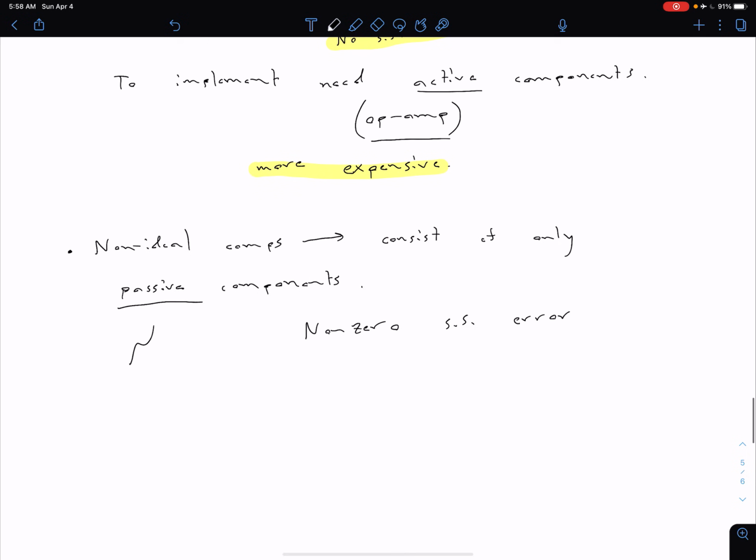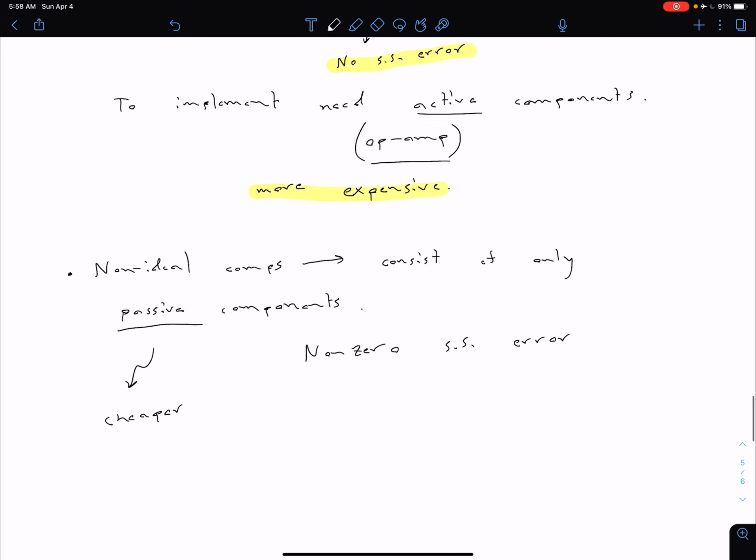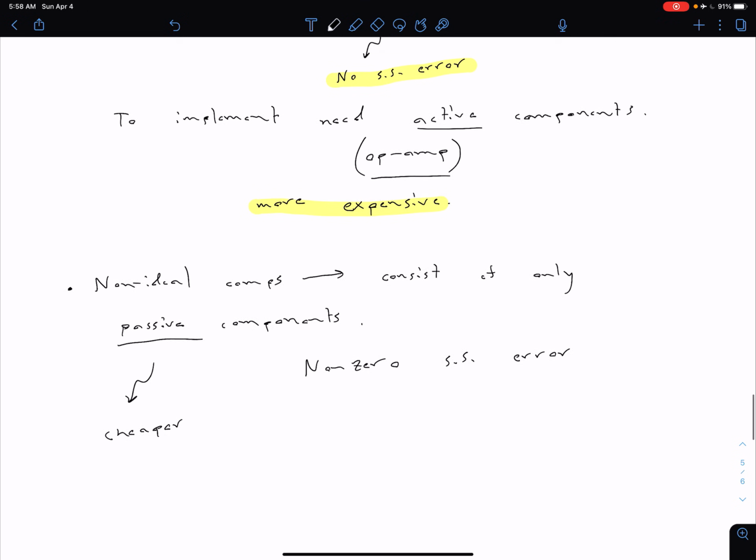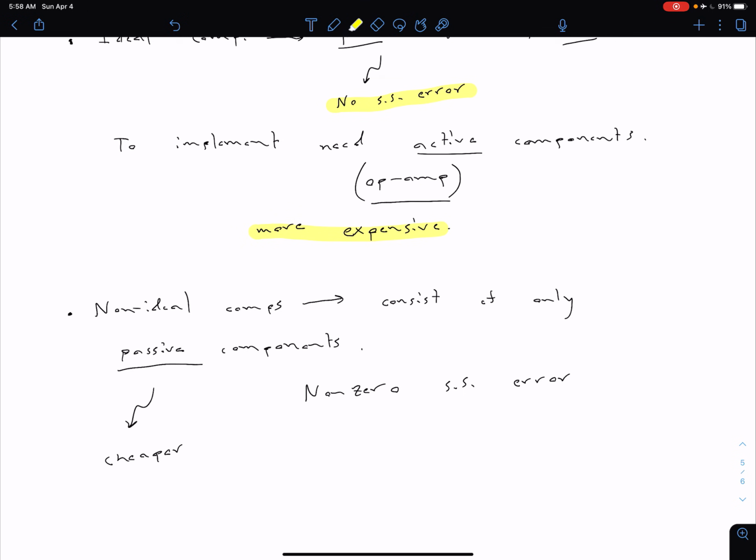However, because we're using these passive components, that means our system is going to be cheaper compared to using active components. And so what do I mean by passive components? These are, of course, our resistors, our capacitors, our inductors. And typically those items are going to be cheaper than our op amps. So here we would say that an advantage of this non-ideal compensator is that it's going to be cheaper to implement. However, the drawback or con of using these non-ideal amps is that we can't drive that steady state error to zero, and we in general just don't have as much accuracy.